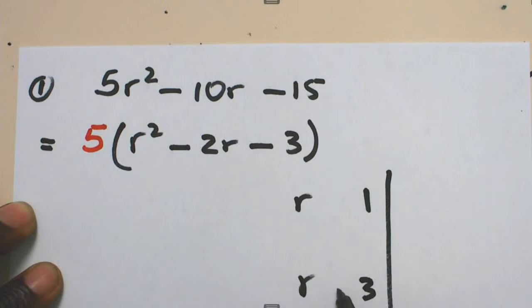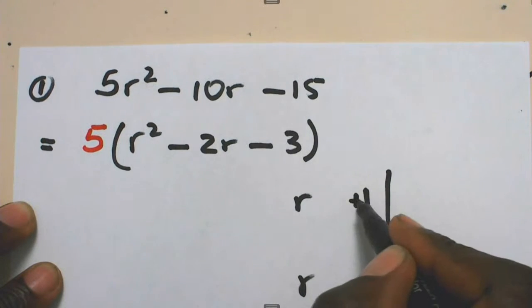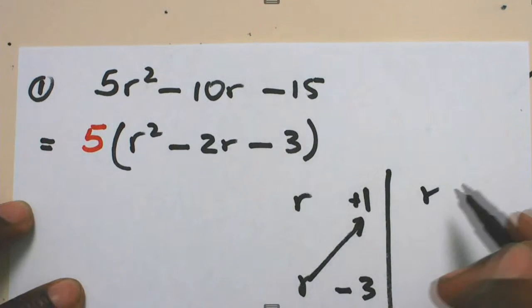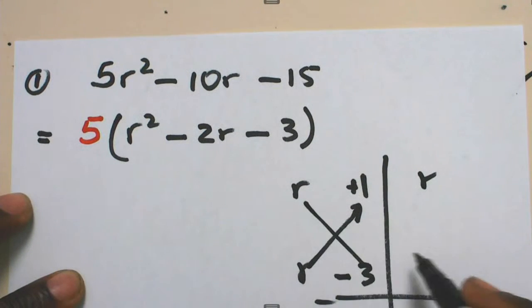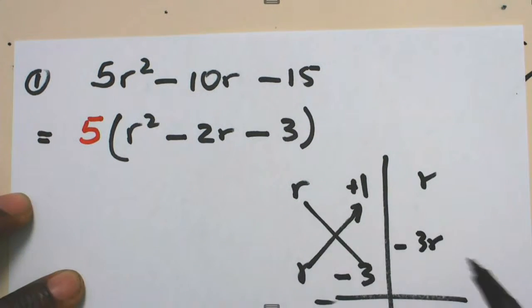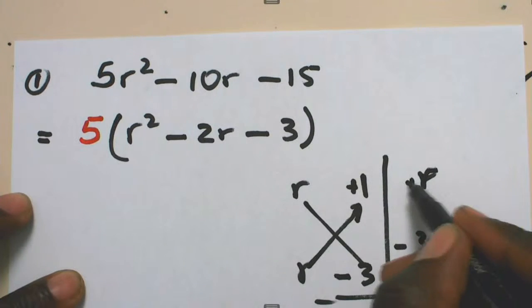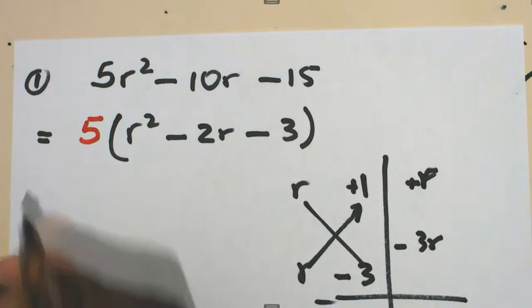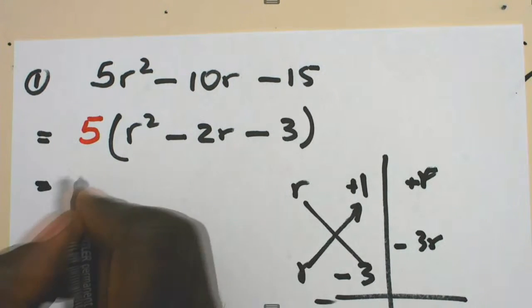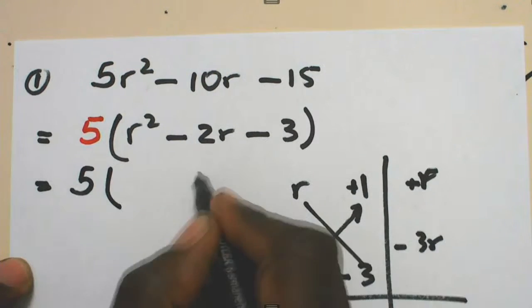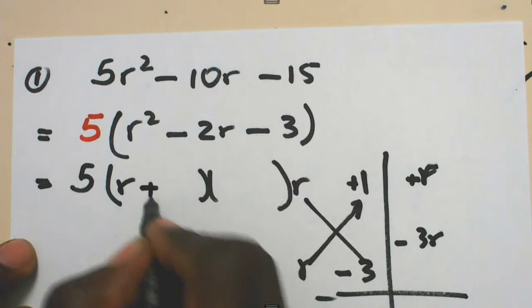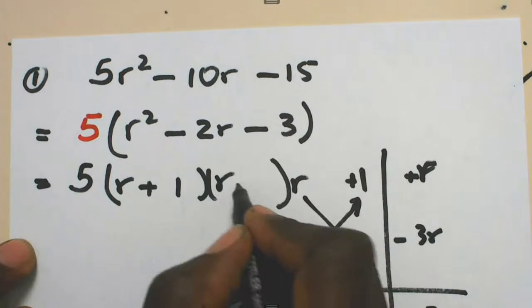In fact, the bigger one must be negative, and this one positive. When you multiply, it will be r. When you multiply, it will be minus 3r. When you add, this is positive r, and it is minus 2r. Therefore, the 5 is still there as common. The factors will be r plus 1, r minus 3.